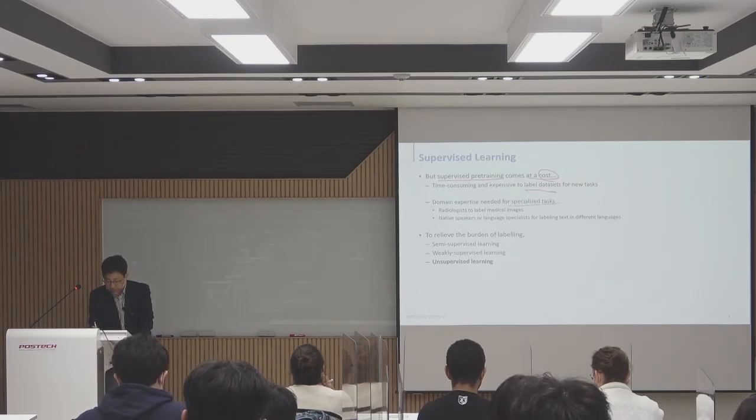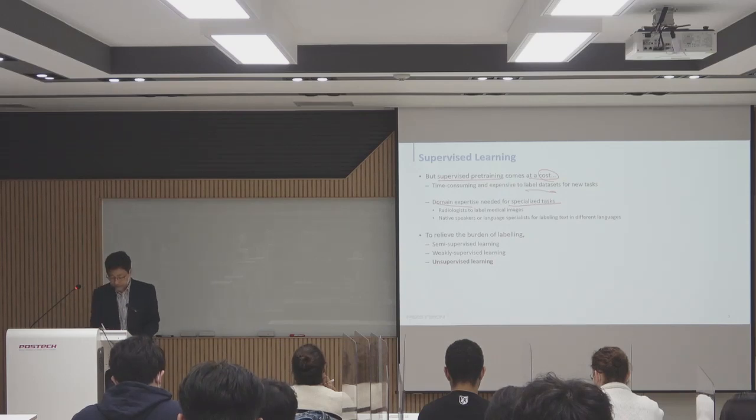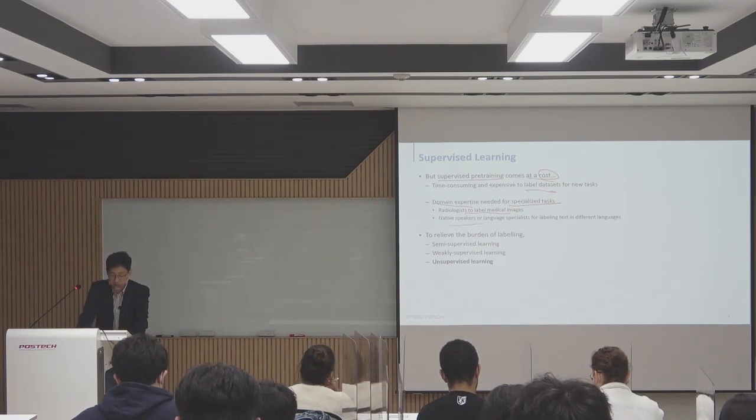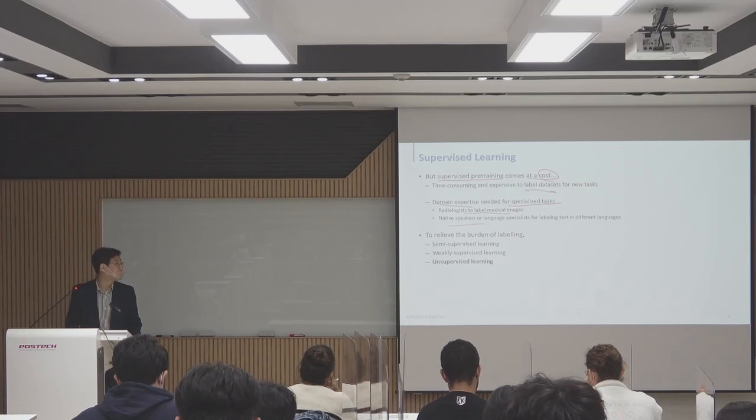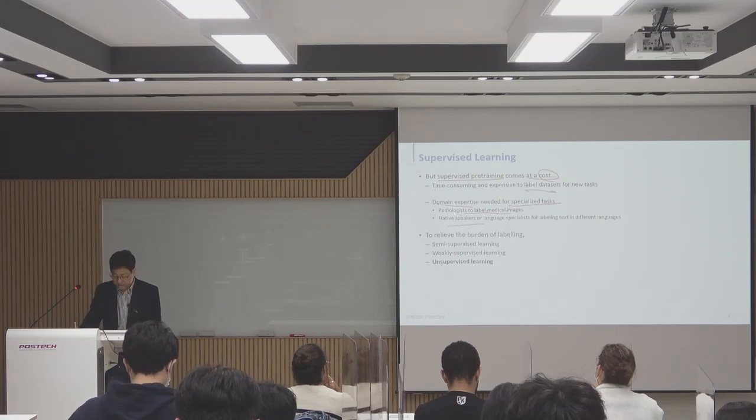And for a specific or specialized task, a downstream task, we need domain expertise. For example, in medical applications, we need medical doctors to label the medical images. Or, for example, in natural language processing and translation, we might need native speakers and language specialists for labeling text in different languages. I guess you can easily imagine the difficulties of things like that.